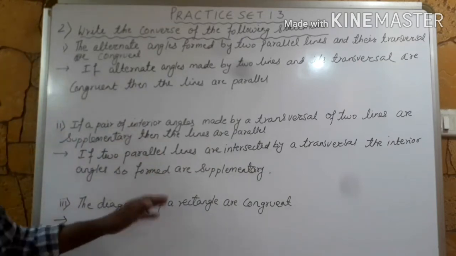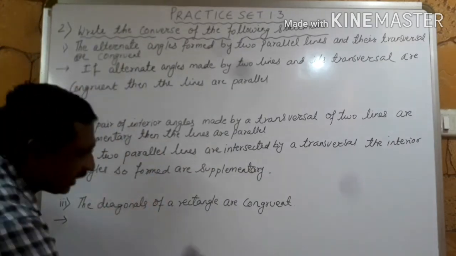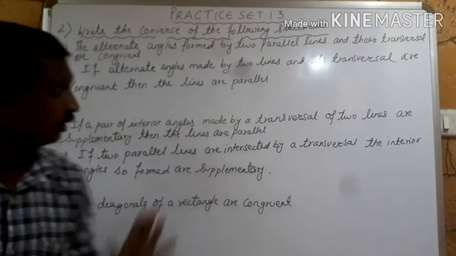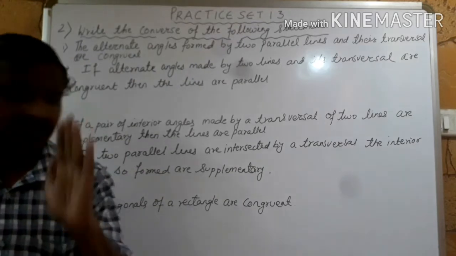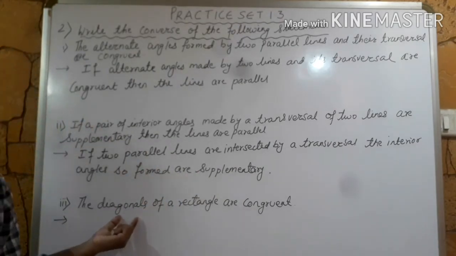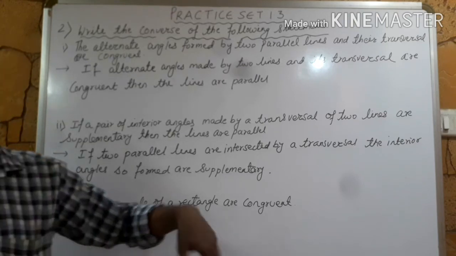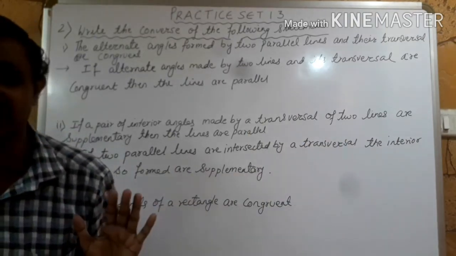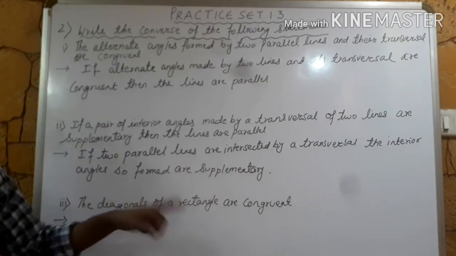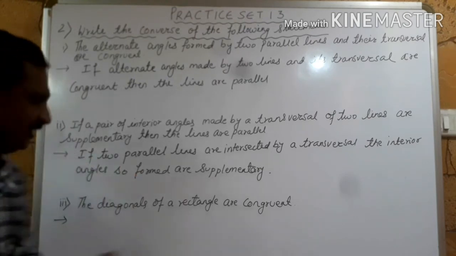Next one, the diagonals of a rectangle are congruent. The diagonals are given to us and they are saying of the rectangle are congruent. Now we have to write the converse of this. We'll start, if the diagonals of a quadrilateral are congruent, then that quadrilateral is a rectangle. Carefully see, if the diagonals of a quadrilateral are congruent, then that quadrilateral is a rectangle.